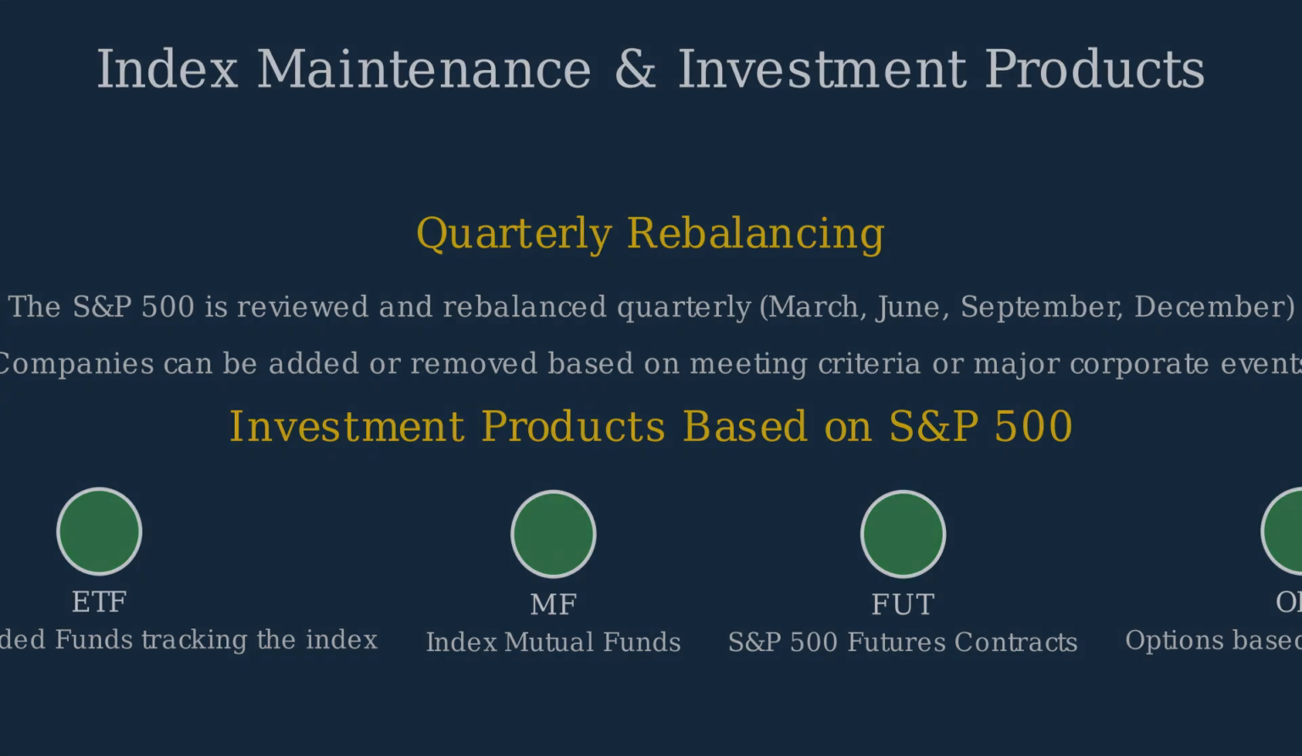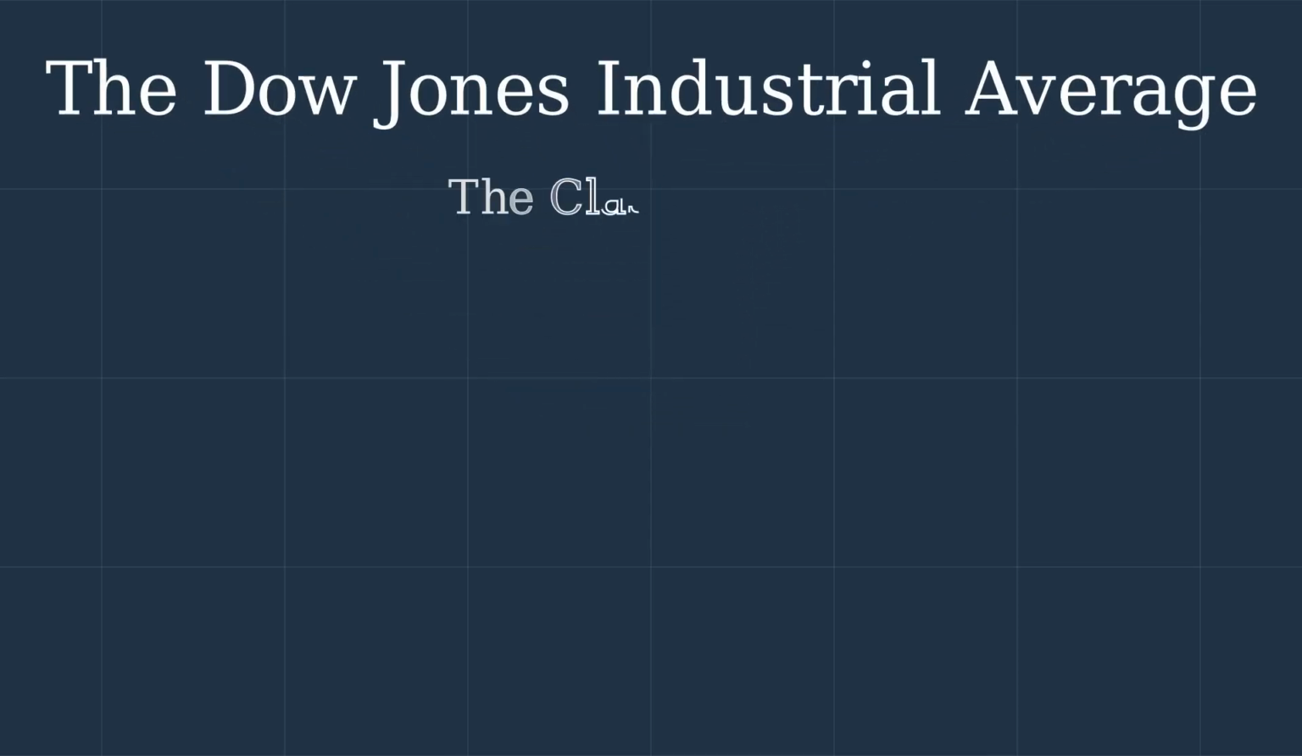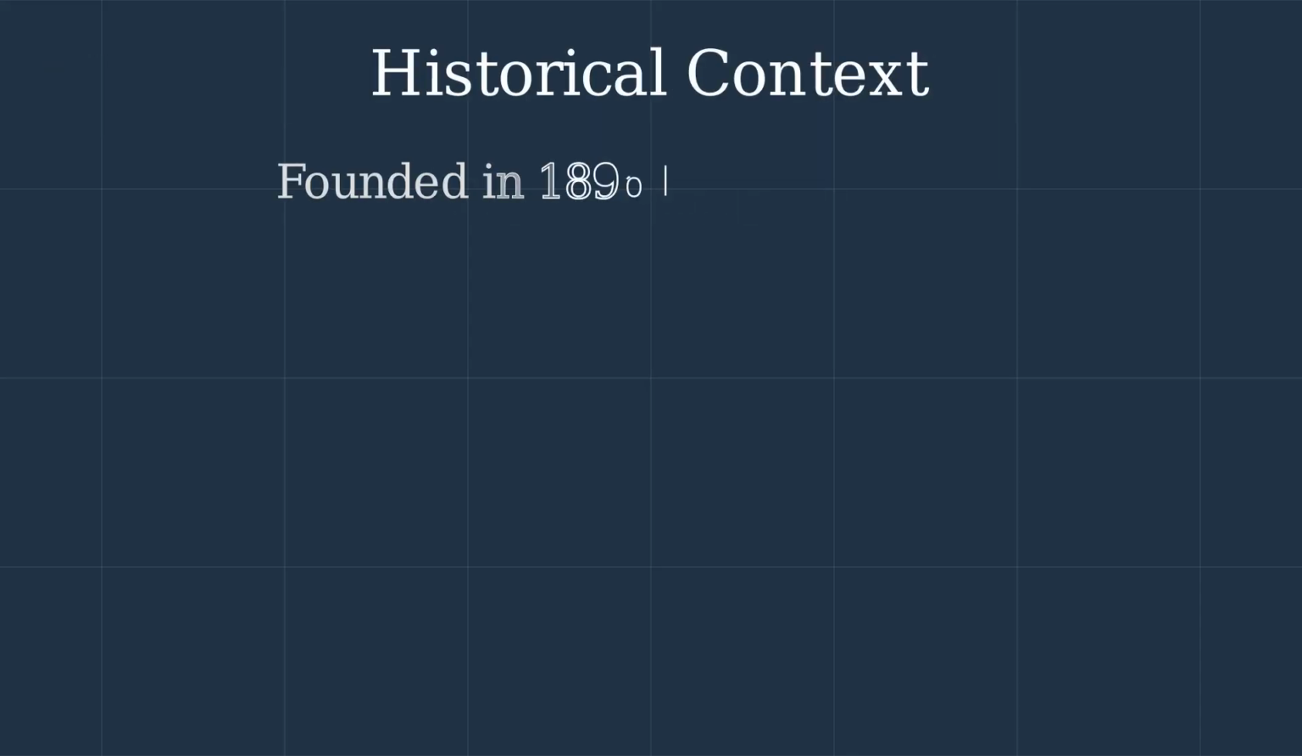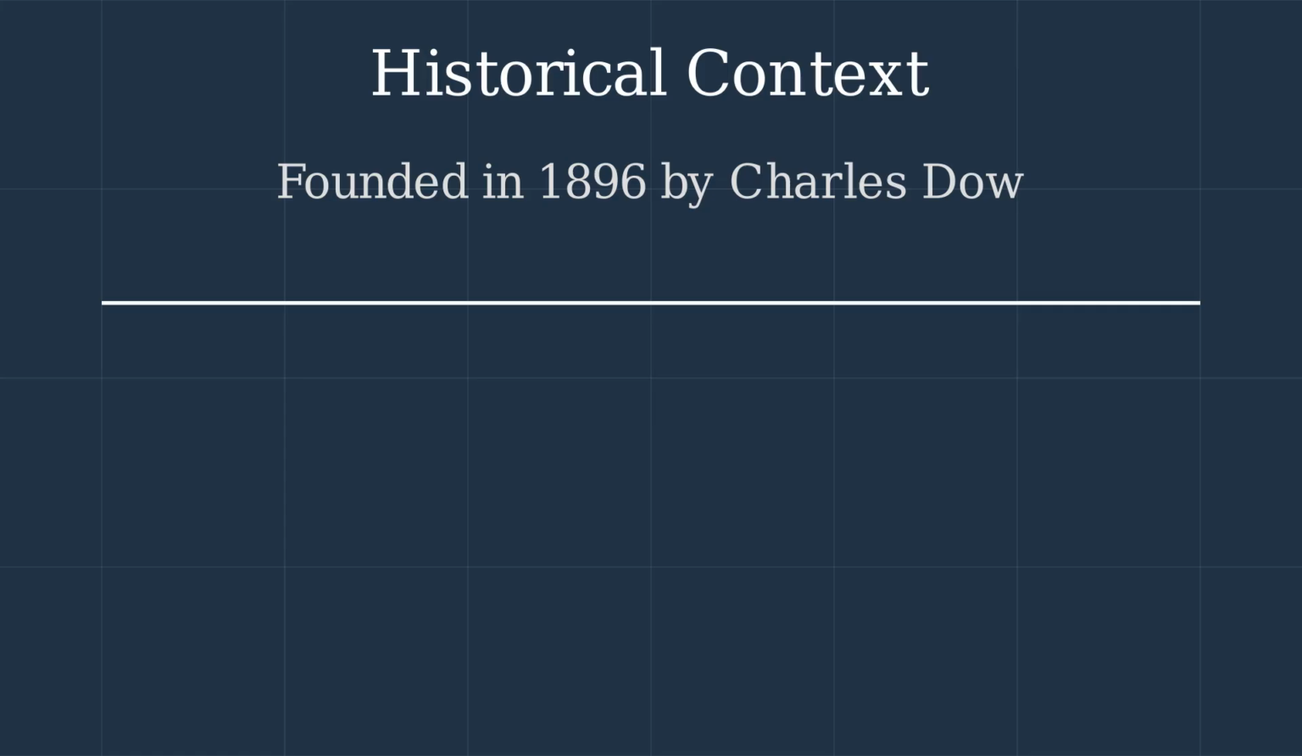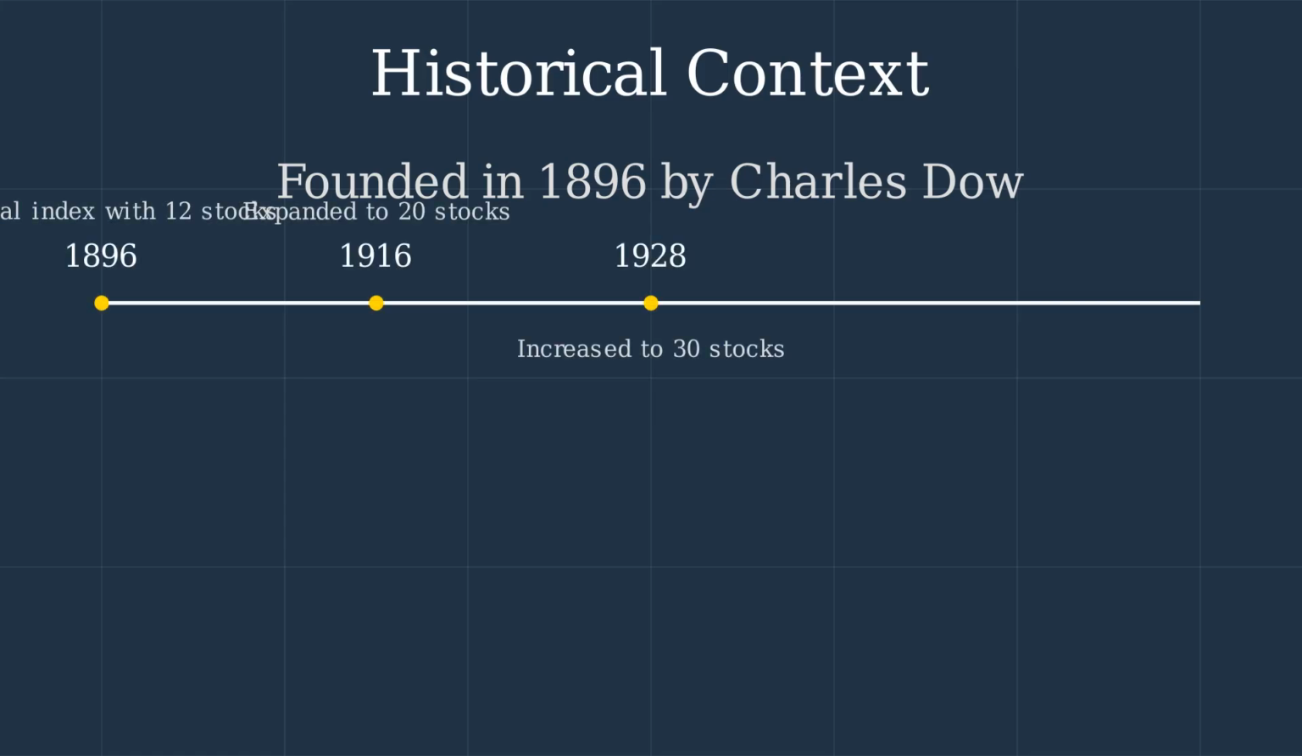The Dow Jones Industrial Average is one of the oldest and most recognized stock indices globally. Founded in 1896 by Charles Dow, the index has evolved significantly over its long history. The Dow began with just 12 stocks, expanded to 20 in 1916, and reached its current size of 30 stocks in 1928. In 1997, the index included its first non-U.S. company, and it continues to evolve with regular composition changes.